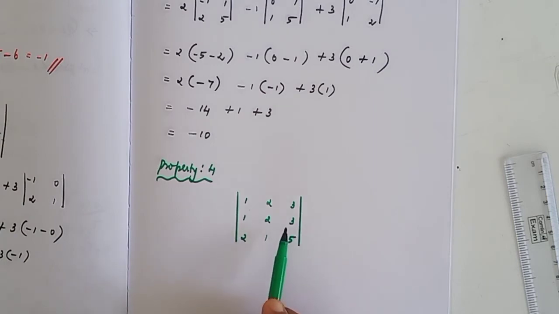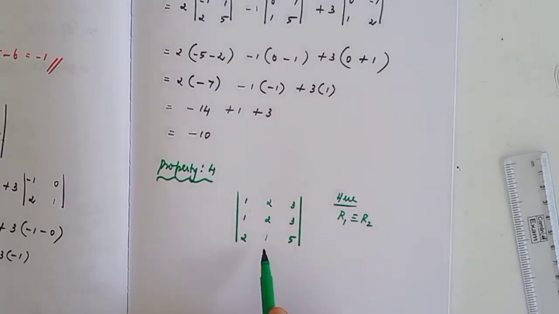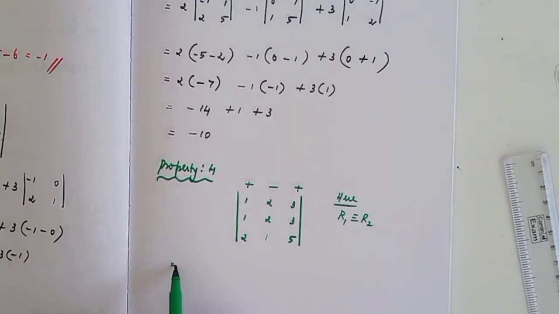Consider the determinant. Here in this determinant, look at the first row and second row, both the rows are same. That means the 2 rows are identical. Here R1 is identical to R2. Now I am going to expand the determinant. I am going to prove the determinant value is 0. Here also I am going to expand the determinant by first row, so you have to put plus, minus, plus at the top. Here 1 into, directly I write next, minus 2 into, plus 3 into.